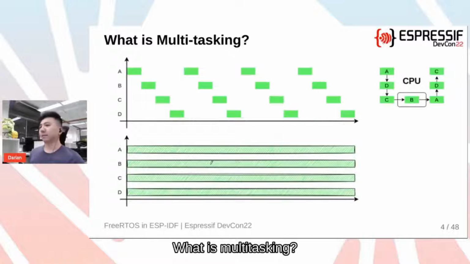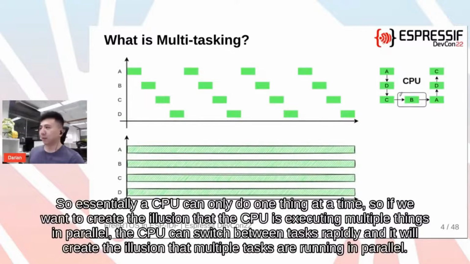What is multitasking? So essentially, a CPU can only do one thing at a time. So if we want to create the illusion that the CPU is executing multiple things in parallel, the CPU can switch between tasks rapidly, and it will create the illusion that multiple tasks are running in parallel.